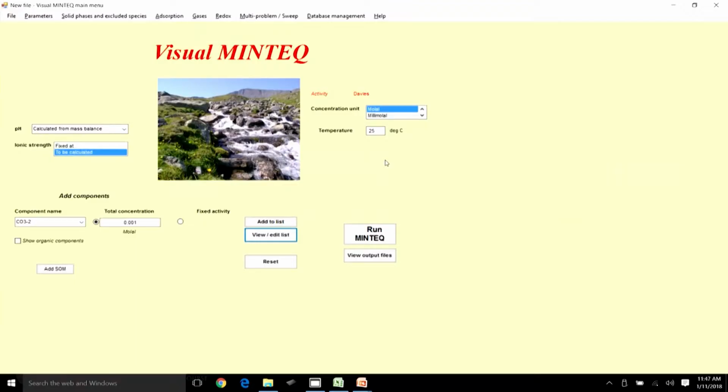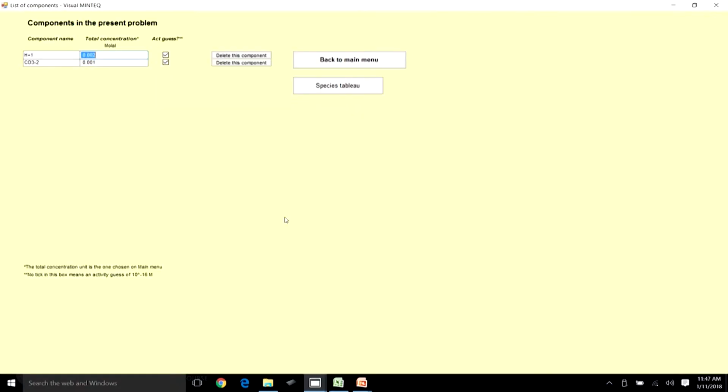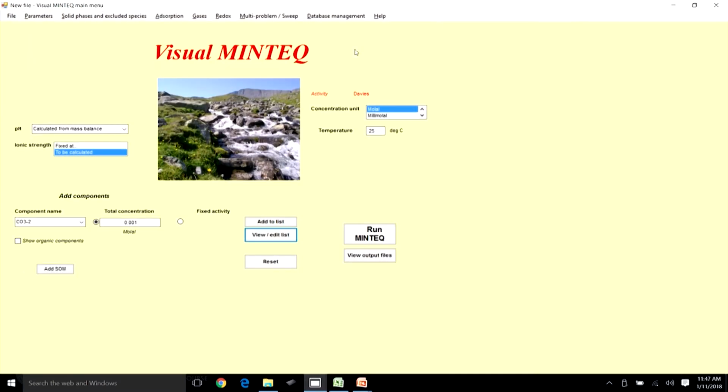So we are now going to switch to VMinTeq, and let us edit our list, and I believe we already inputted this earlier, right? So going back to main menu. So this obviously is a closed system, right? So for a closed system the aqueous phase is not open to the atmosphere, or there is no gaseous phase here. So I am going to run VMinTeq as it is.